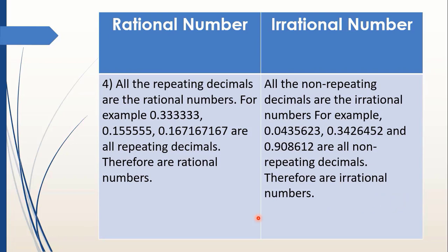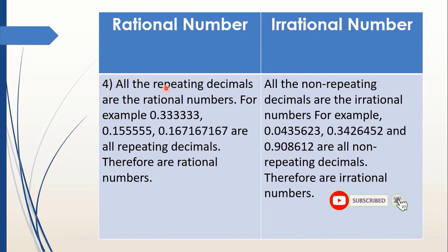Now about the decimals. All the repeating decimals are rational numbers. For example, 0.33333, here the 3 is repeating. Here, 0.15555, here 5 is repeating. Here, 0.167167, the three numbers 167 are repeating. So these are all repeating decimals, therefore these are rational numbers.